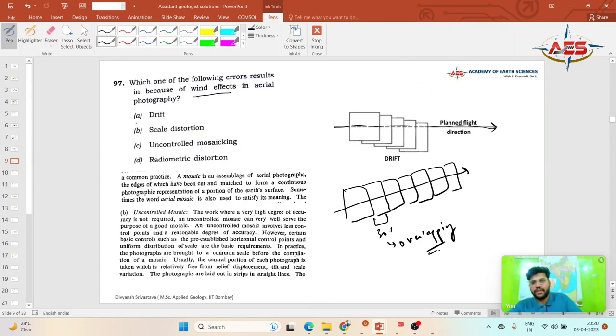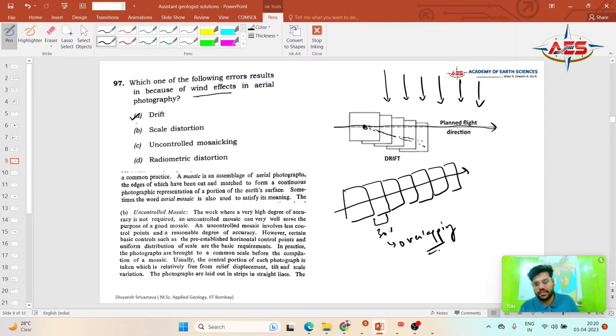There is a wind that is approaching the airplane from here. Okay, so wind is moving from here to here. Okay, this is the wind direction. What it is doing is deviating this plane a little from its path. Okay, because of this deviation this plane couldn't be able to click photographs in a perfect manner and there is a shift or a deviation like this. So the photographs that will come now will come a bit diagonal in this way. So this is what we call a drift. So the correct option is this.